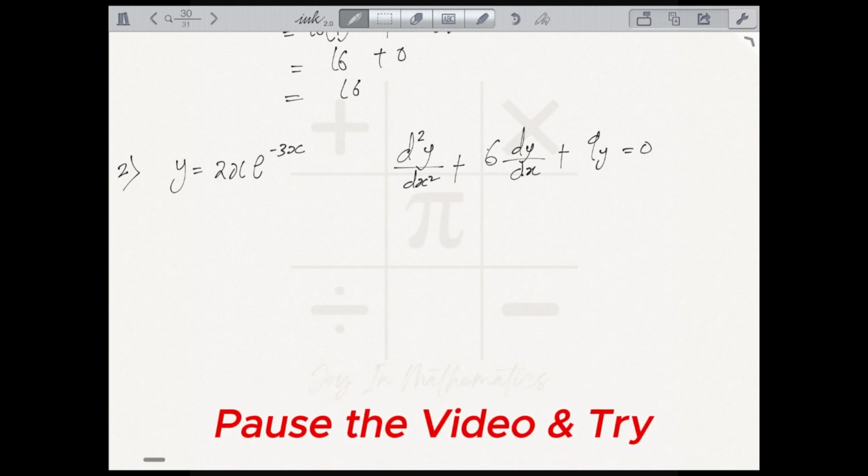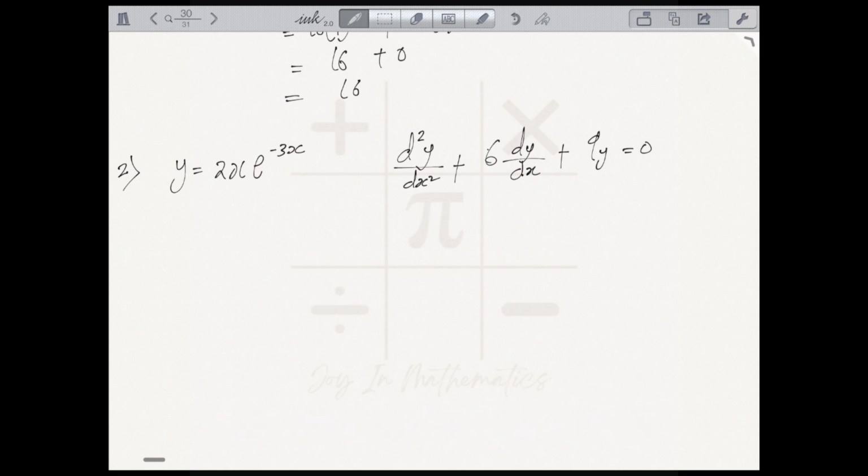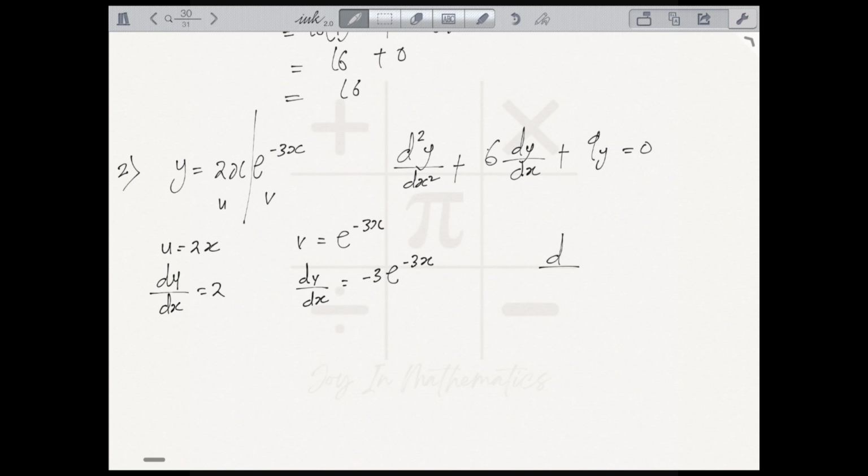Now, arriving at this, the first thing we need to do is to evaluate dy dx. So we see that this is a product, u and v. U is equals to 2x, v is equals to exponential minus 3x. So du dx is equals to 2, and dv dx is equals to minus 3 exponential minus 3x, because when we differentiate with respect to x of exponential ax, we are going to have a exponential ax, and in this case a is equals to minus 3.